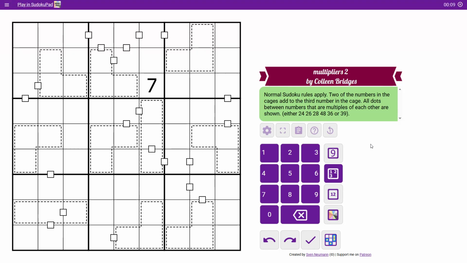Welcome back. I have a new multipliers Sudoku here to do. You can try it yourself in the link below, or you can just watch through the video and see how to do it. It's quite a tricky one. I'll just start by reading through the rules.